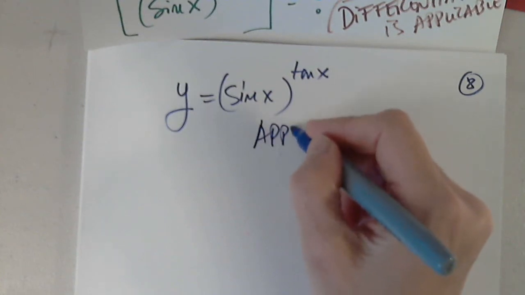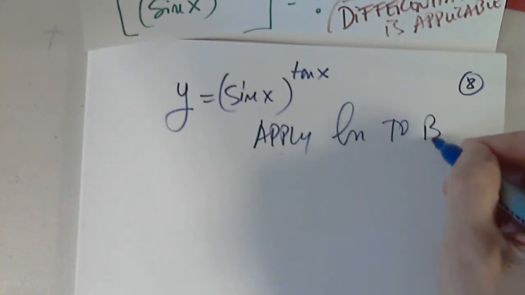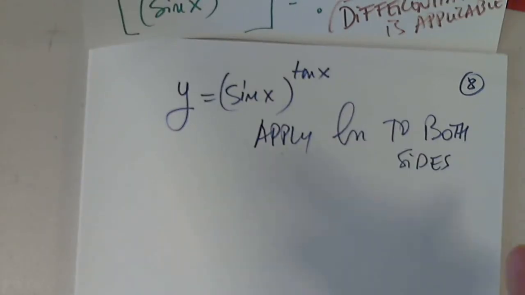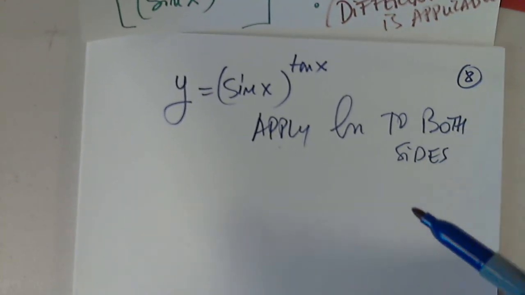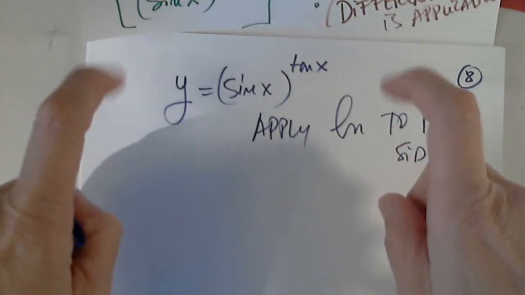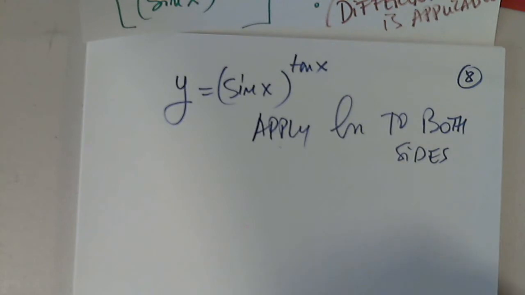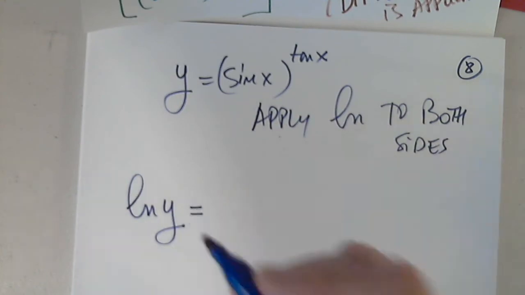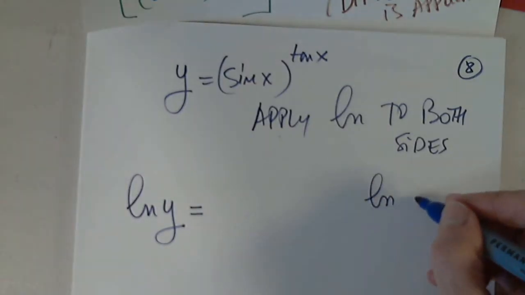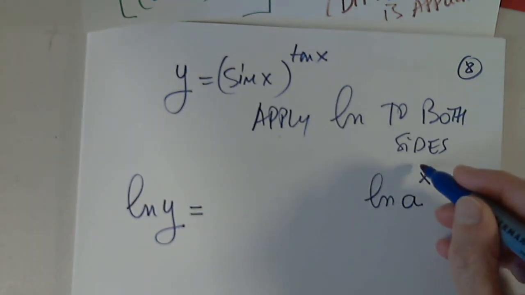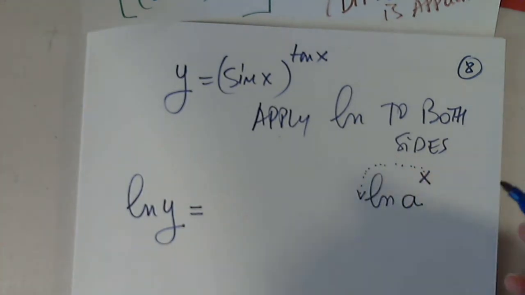We will apply natural log to both sides. Like we took the square root from both sides, like we differentiated both sides, in the same way we're applying an operator to both sides. Previously we applied the differentiation operator. Now we're applying the natural log operator. So the left hand side becomes natural log y, and the right hand side, does anyone remember natural log of a base raised to a power? What happens? The power goes in front as a factor. So this becomes x natural log a.